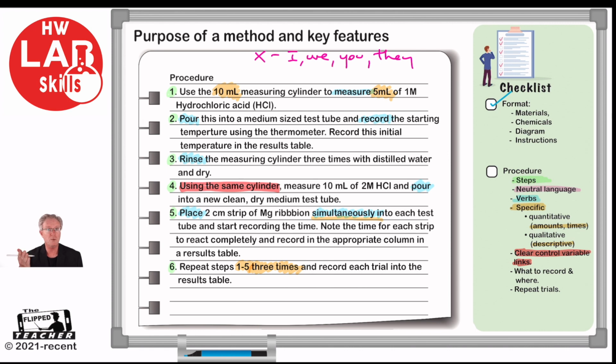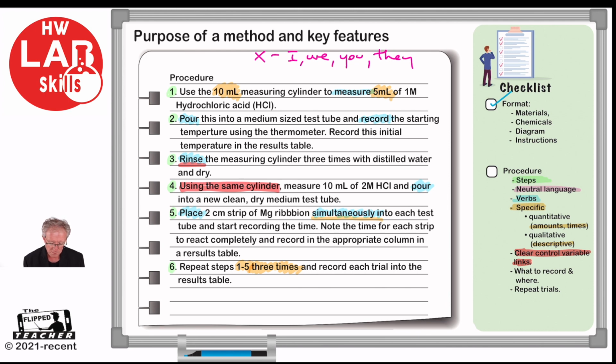Right? I'm not just saying measure another 10 mils. I mean, you hope that when they read it, they go, oh yeah, I better use the same measuring cylinder. But I'm saying rinse, so that way I'm preventing cross-contamination. Okay, because remember in this example, you've got different concentrations of acid. And if I just say measure another 10 mils, you're going to have cross-contamination of the first acid. So I'm saying rinse the measuring cylinder 3 times and then measure 10 mils. Okay, so I'm keeping my control variables in the method there to make sure everything is consistent.